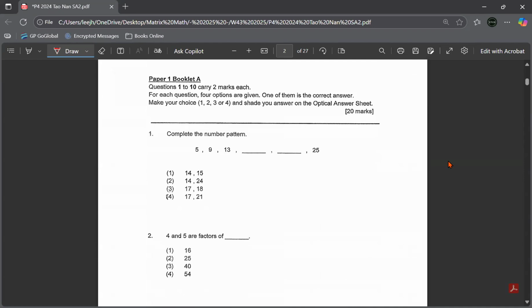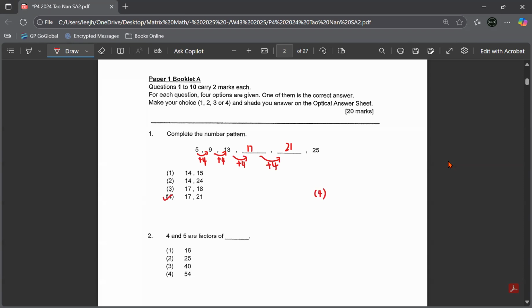Okay. Question one. Complete the number pattern. So this is 5, 9, 13, then something, something, then 25. So you have to observe that the number actually gets bigger. So from 5 to 9 plus 4. 9 to 13 also plus 4. So which means here also have to plus 4. So 13 plus 4, 17. And it goes on, it increases by 4. So this is 21. So your answer is actually number 4.